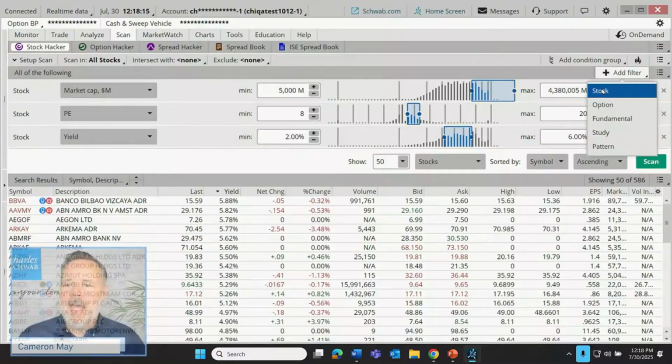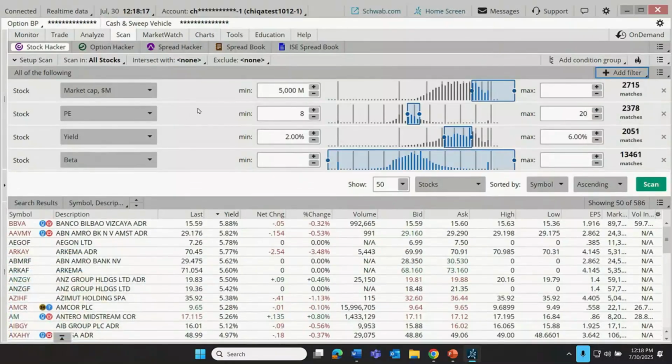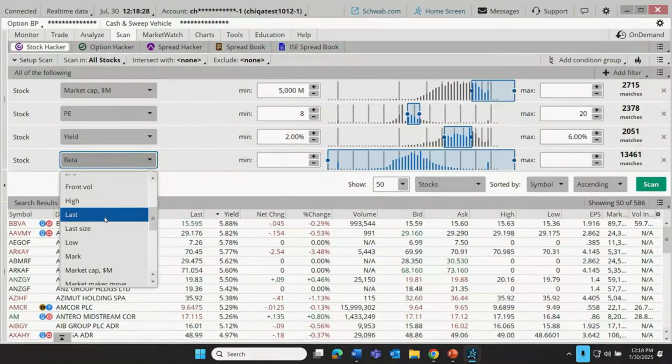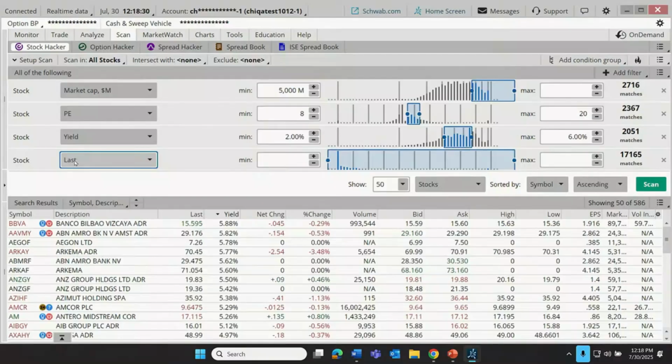I'm going to go up here and add, let's say, another stock filter. And maybe our trader is looking for medium cap companies, PE ratios between 8 and 20, yield between 2 and 6%. And maybe they want the last trading price, the last price at which the stock traded, to be at least $50. Some investors prefer not to deal with lower price securities. Obviously, it's just a hypothetical. It's just an example for how to use the tool.